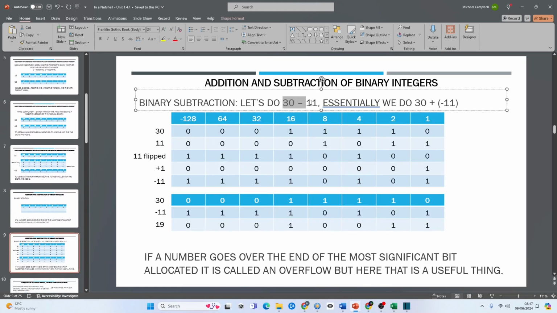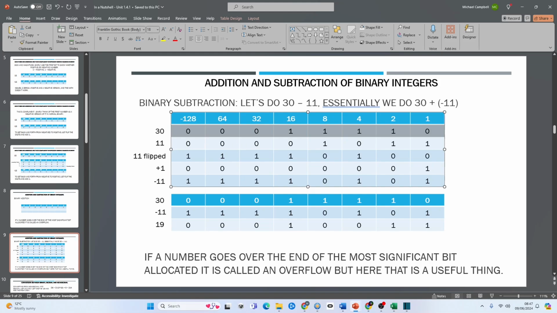Okay, so let's do 30 minus 11. Essentially we're going to do 30 plus minus 11. That's the easiest way to do it. And if it was obviously minus a minus number, you would just add 11. And obviously you know maths, I'm sure. So anyway, we've got 30 here.